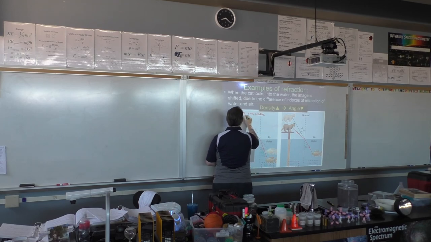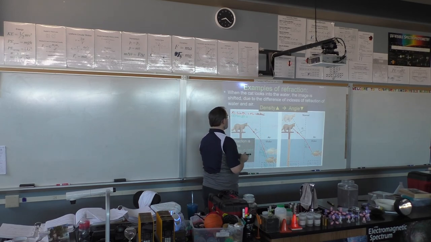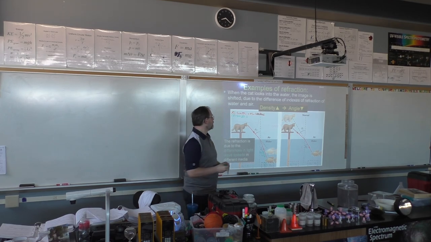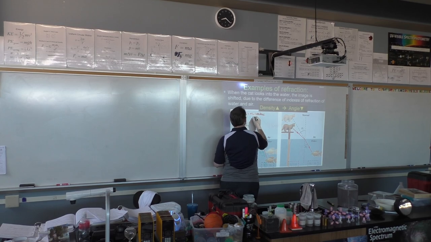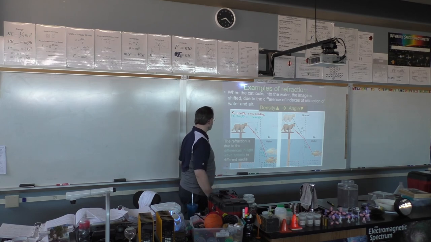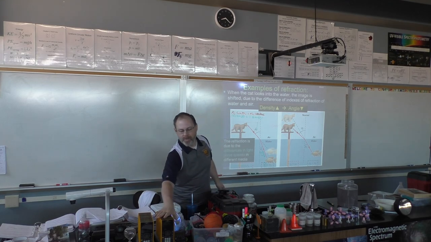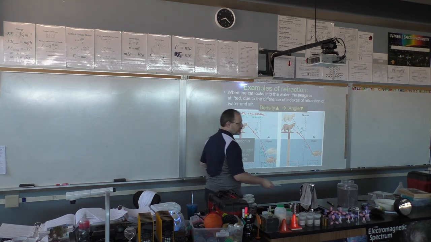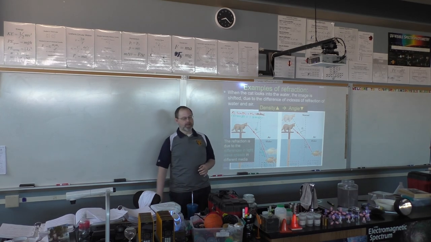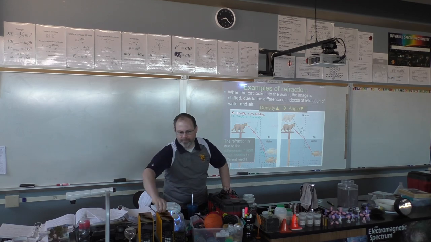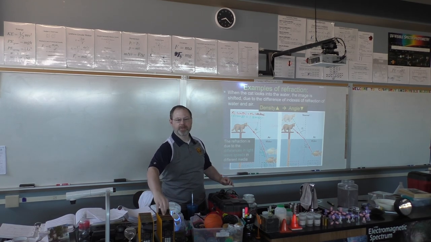So sine of 23 equals n_r times sine theta_r. What's the index of refraction of air? 1. What's the angle? What is that angle? This is the part where you grab a calculator and you figure out what that sine theta_r is. I need you to be able to do this because you're going to be doing this in lab. Anybody else need a calculator?